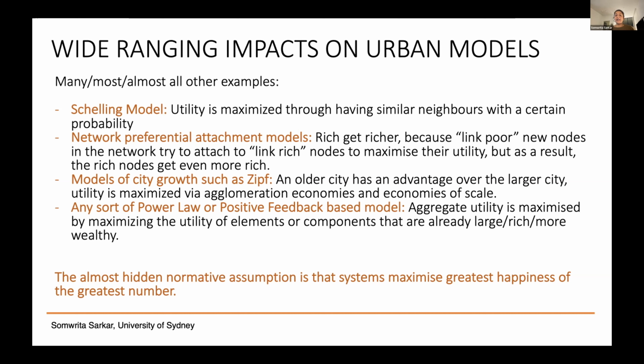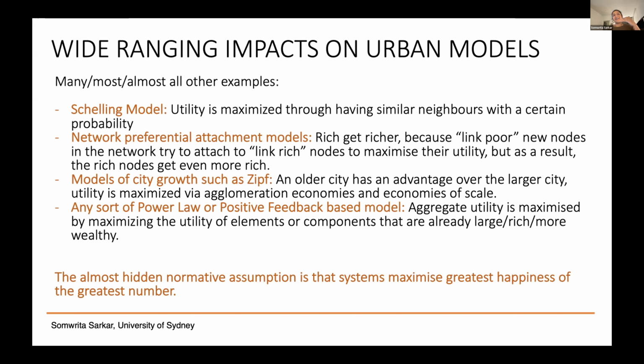So for example, let's look at the Schelling model. That's the classic segregation model. It was discussed a couple of episodes earlier, a whole episode on the Schelling model. Now the basic assumption is that utility for a single person is maximized through having similar neighbors with a certain given probability, right? So I maximize my happiness or my utility if, with 8 neighbors surrounding me on a grid, only one or two of them were similar to me in my perception of what is similar.